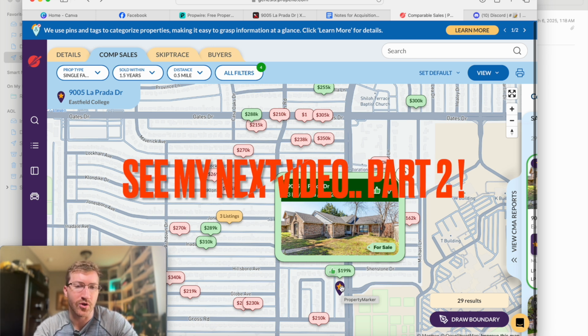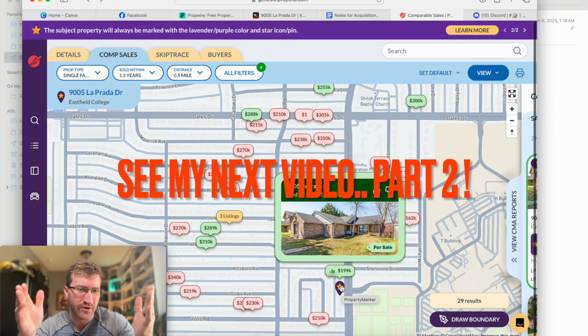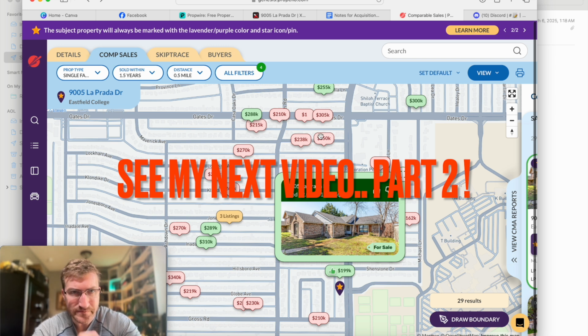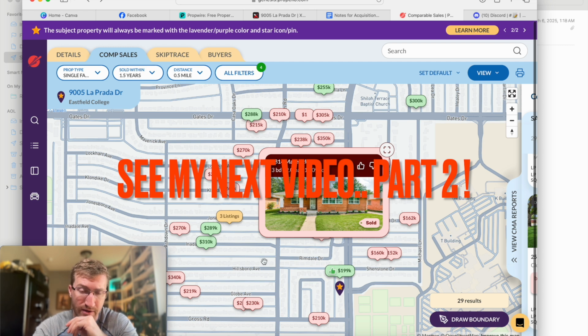Now that we know we're looking at an ARV of, let's say, $330,000 and the purchase price that's listed is $199,000. So we're going to jump out of our screen here, and then we're going to jump over and look at some math.